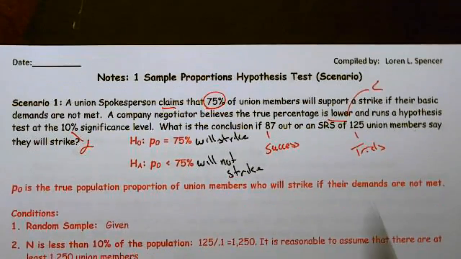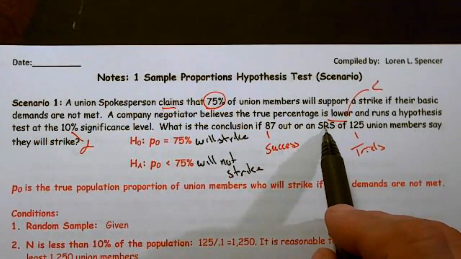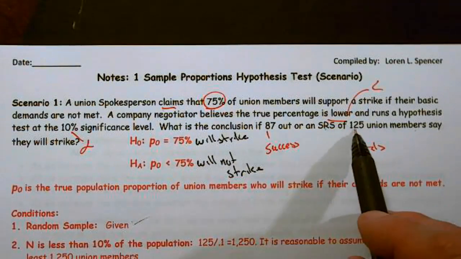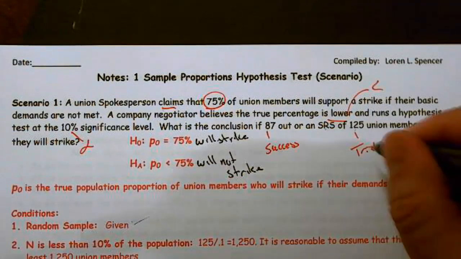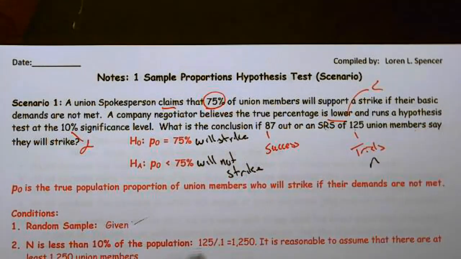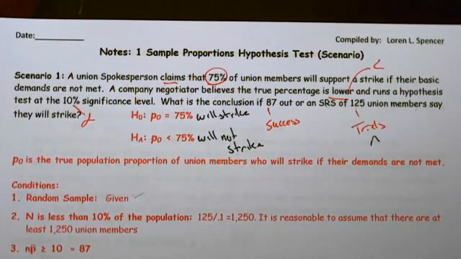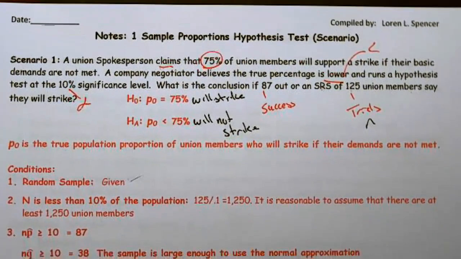Conditions, random sample. They told us that there was a simple random sample, so that's given. They told us our sample size, or n in this case, is 125. 125 divided by 0.1 is 1,250. So it's reasonable to assume that there are at least 1,250 union members.